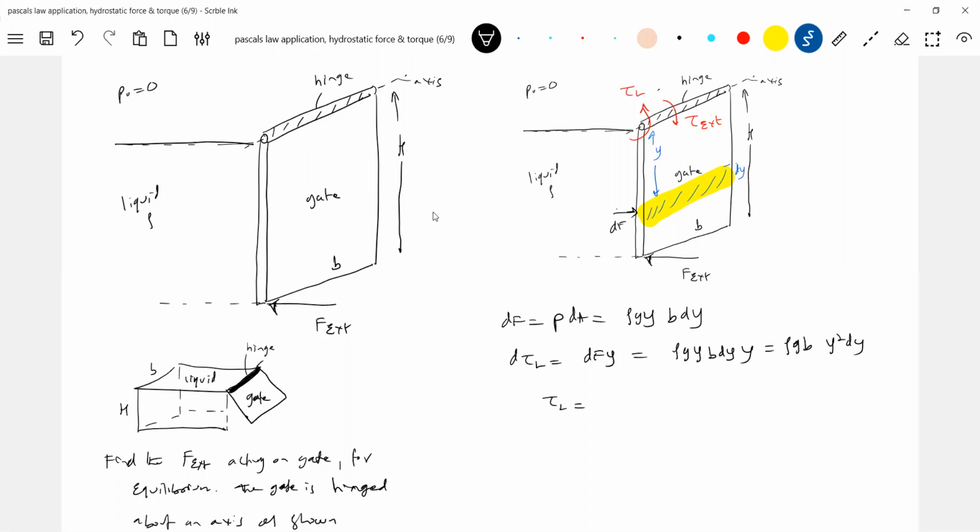What should be the resultant torque? Rho g b y square dy, integrate it from 0 to h. So this is the torque set up by the liquid. Do you agree with this? Rho g b h cube by 3 is the torque by the liquid. Who should balance this torque? The external force, for equilibrium.